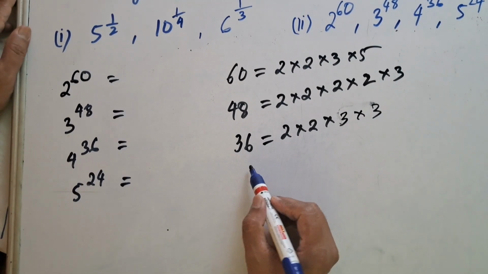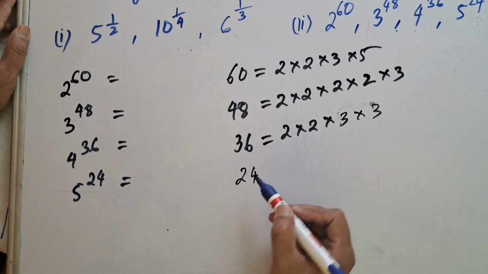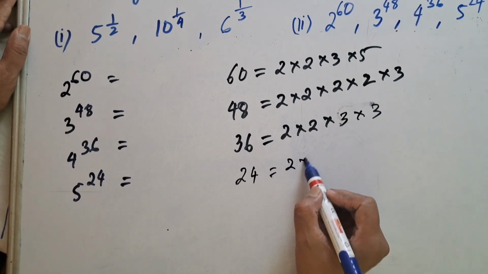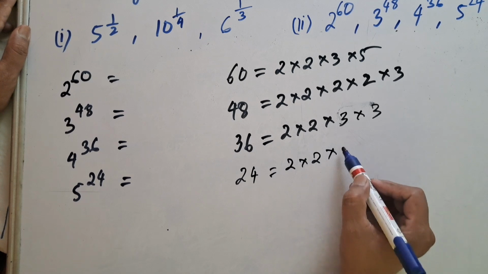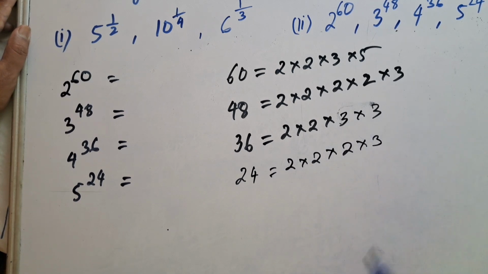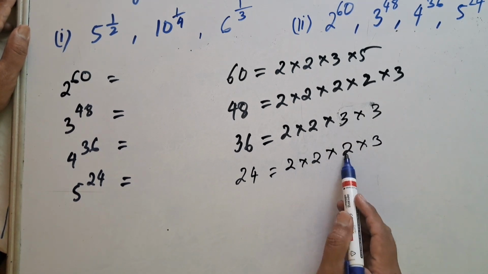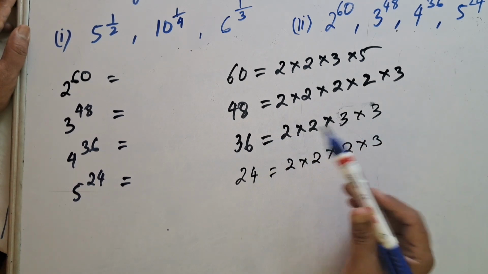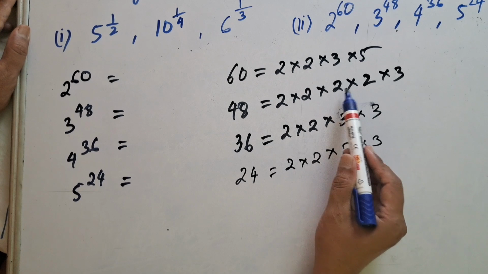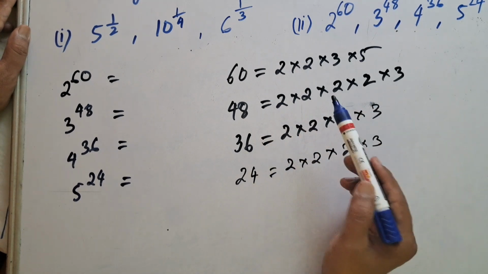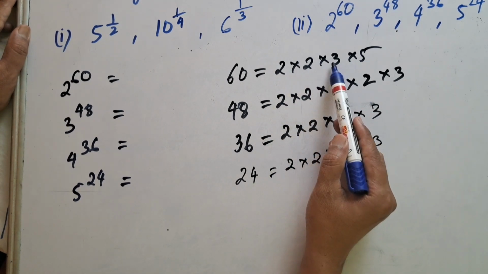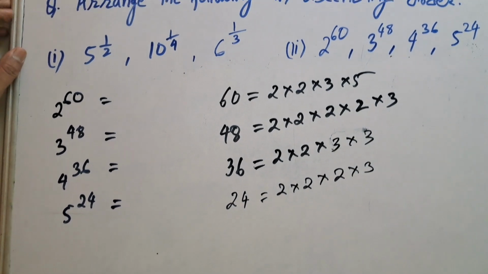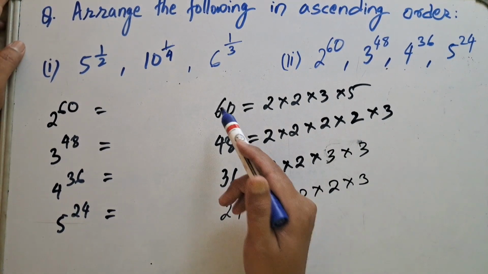And the next one is 24. 24 means 2 2s are 4, 4 2s are 8, 8 3s are 24. We found the factors of these numbers, isn't it?